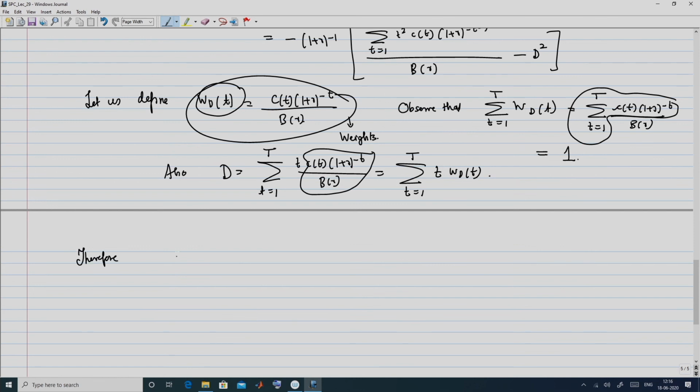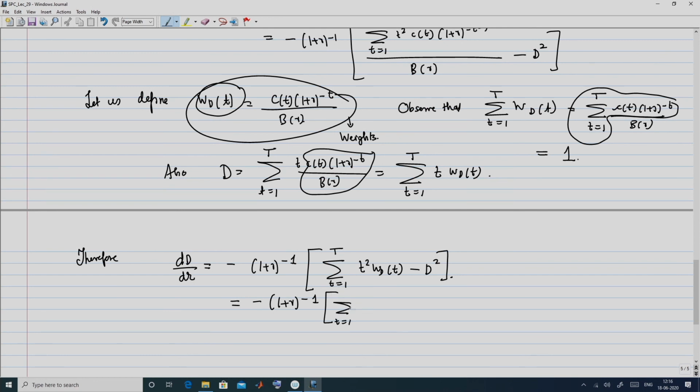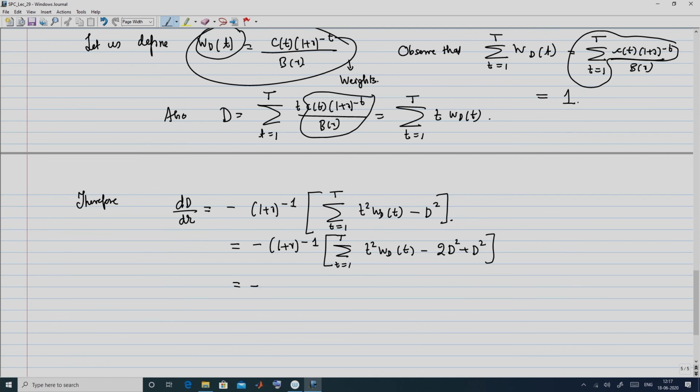So, therefore, dD/dr, what is this going to be? This is going to be minus of 1 plus r raised to minus 1 within bracket summation t square w d of t minus D square, all right. And this can be rewritten as minus 1 plus r raised to minus 1, summation t is equal to 1 to capital T, t square w d of t minus twice D square plus D square, and this can be written as minus of 1 plus r raised to minus 1 of summation t is equal to 1 to capital T, t square w d of t minus twice D, and one of the D's can now be replaced with this expression.